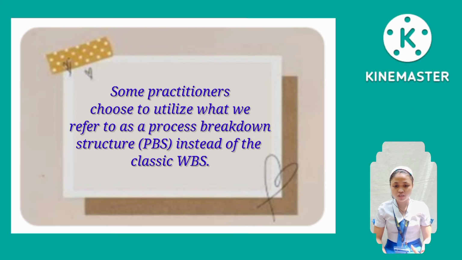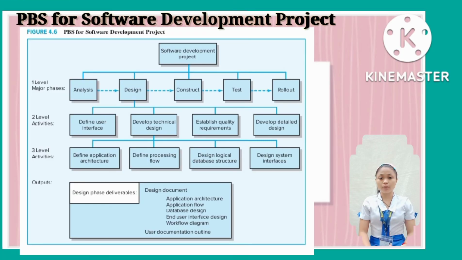Some practitioners choose to utilize what we refer to as a process breakdown structure, or PBS, instead of the classic WBS. So what's the reason? Let's find it out. PBS for a software development project. This is an example of a PBS for a software development project. We have level 1, the major phases: the analysis, design, construct, test, and rollout.